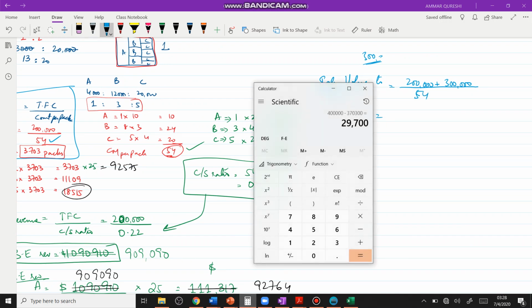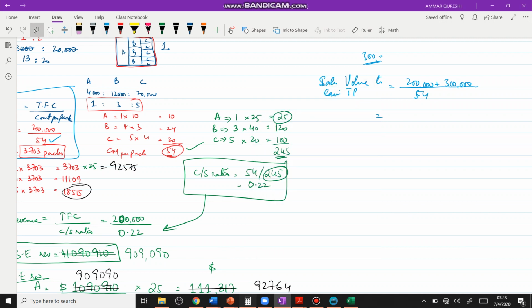So what will this be? 5 lakh divided by 54 is 9259, right? Since we divided by contribution per pack, this equals the number of packets. How many units of A are in the packet? 1 unit of A, so 9259. Product B, 3 units of product B, and for product C, 5 units of product C, right? So this will be the sales volume in order to achieve the targeted profit.